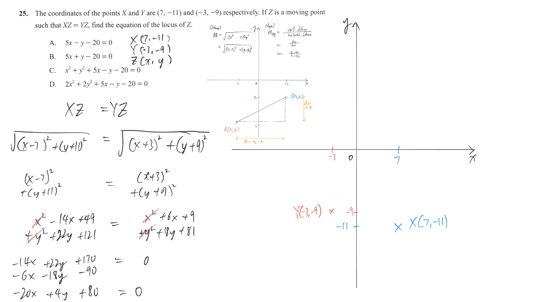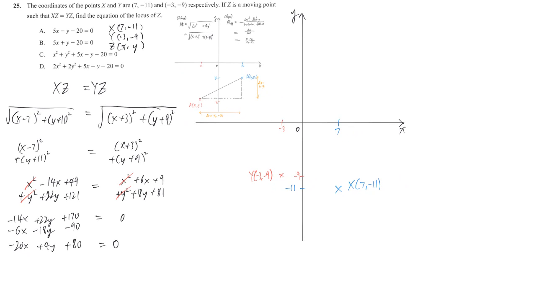And finally, we find that there is a common factor. All the terms are divisible by 4. So I try to divide both sides by 4. And it's still not exactly the same as the choice because of the negative 5, so divide both sides by negative. We have 5x minus y minus 20 equal to 0. So the answer is 8.